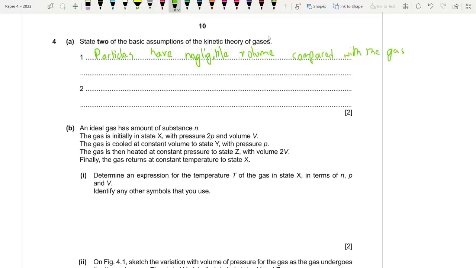What else? The particles are in continuous random motion. Fine. What else? There are no IMFs between the particles except during collisions. So there are negligible, right? Negligible forces between particles except during collisions.